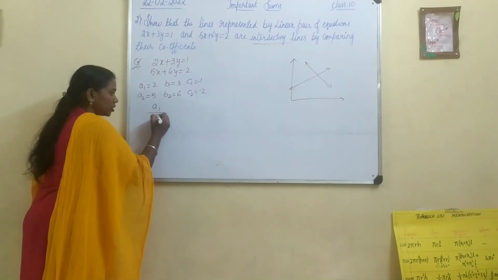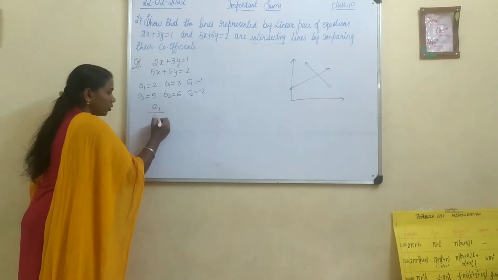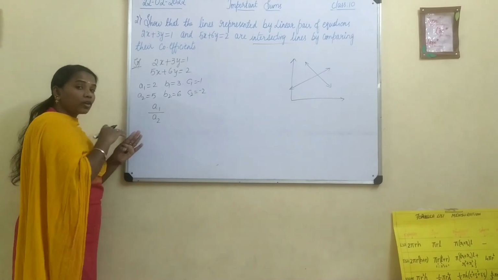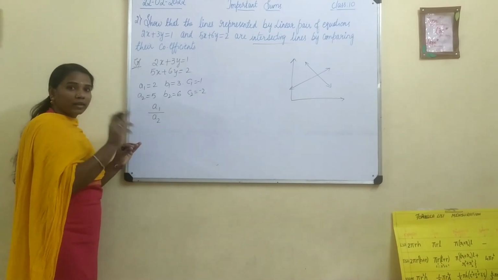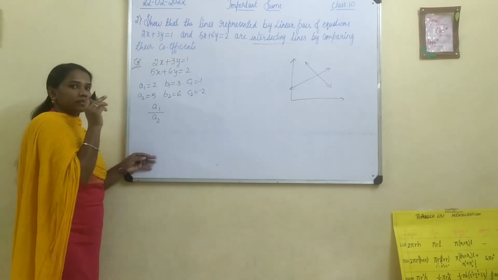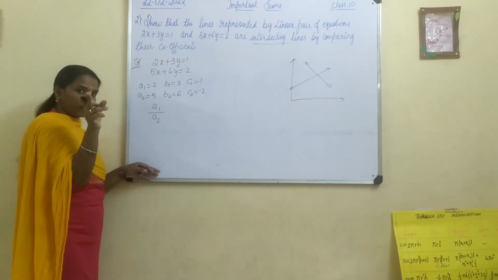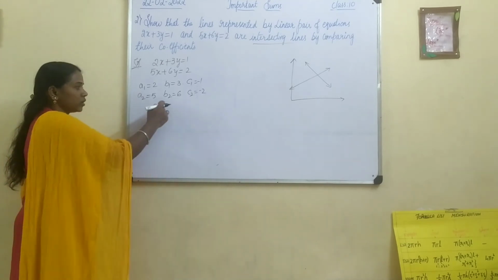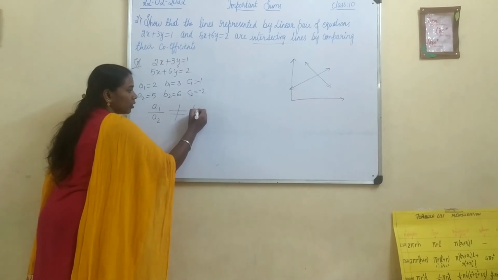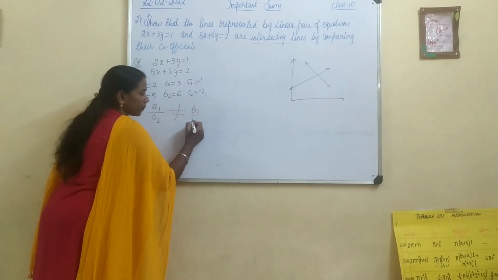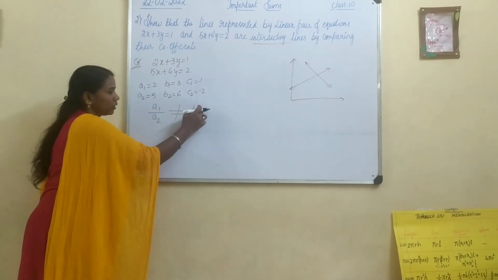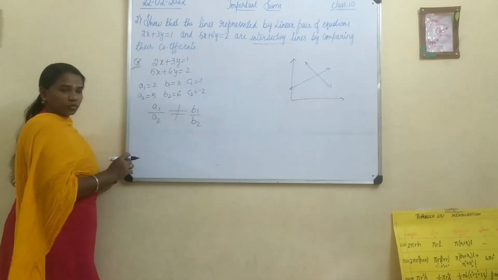To compare the ratio, that is A1 by A2, for intersecting lines, we must know the condition. For intersecting lines, the ratios are not equal, which I have already explained in the previous video. You can watch that video, and that link I have also given in the description. So the condition for intersecting lines is A1 by A2 is not equal to B1 by B2.